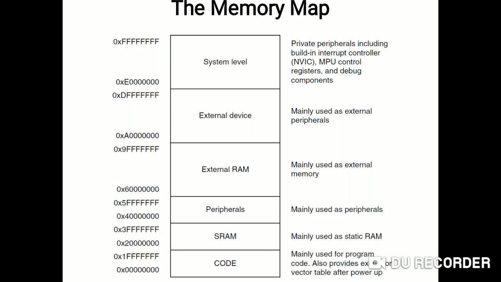The system level memory region contains the interrupt controller and the debug components. These devices have fixed addresses. By having fixed addresses for these peripherals, you can port applications between different Cortex M3 products much more easily. So this is the end of the video.